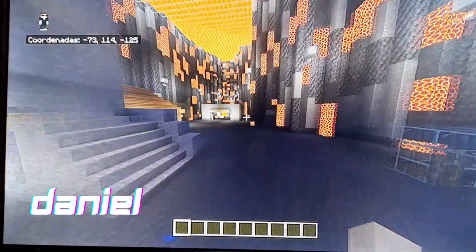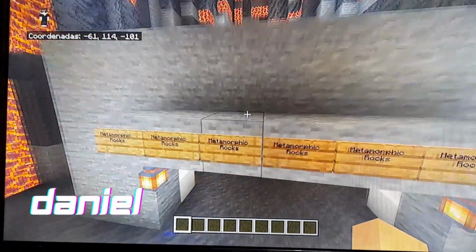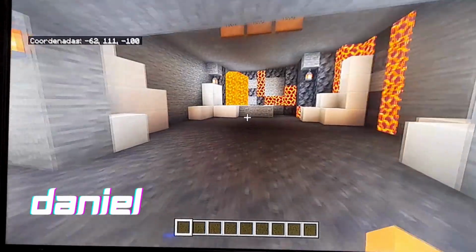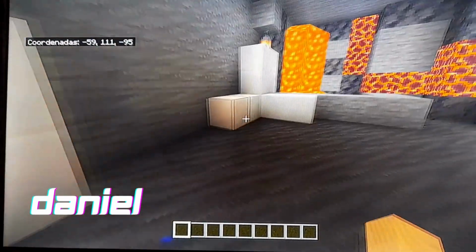Now we are going to explain metamorphic rocks. Metamorphic rocks form by an increase in pressure, and it forms marble with lava.